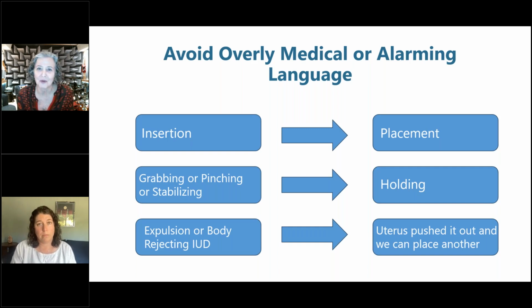We always use the word placement or place the IUD rather than inserting it. People refer to the tenaculum in many ways, grabbing or pinching, even stabilizing, which is a pretty big word. We like to think about the idea of holding the cervix. And people often will say, my body rejected the IUD when they're referring to an expulsion. So when we're describing it, it's a really good idea to think about it not being an expulsion, which is a pretty big word, or the body rejecting it, which would often mean to the client they wouldn't really be a good candidate to have another. But instead saying the uterus pushed it out, and that if they'd like, we can place another one.